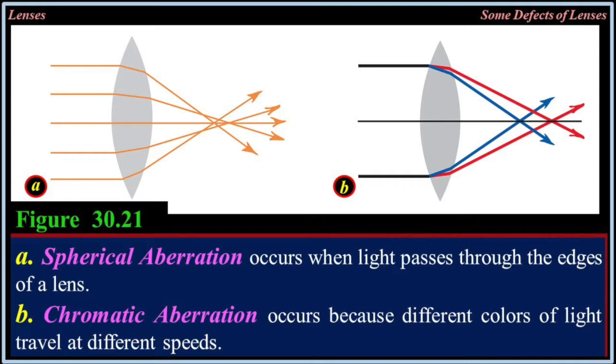B. Chromatic aberration occurs because different colors of light travel at different speeds. This can be remedied by covering the edges of a lens, as with a diaphragm in a camera. Spherical aberration is corrected in good optical instruments by a combination of lenses. Chromatic aberration is the result of the different speeds of light of various colors and hence the different refractions they undergo, as shown in Figure 30.21B.